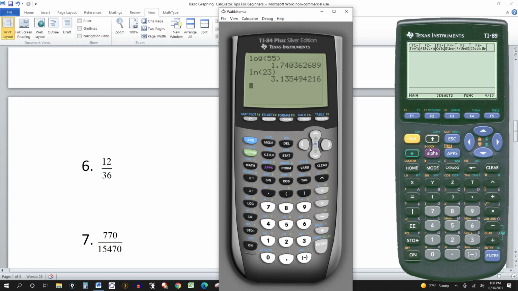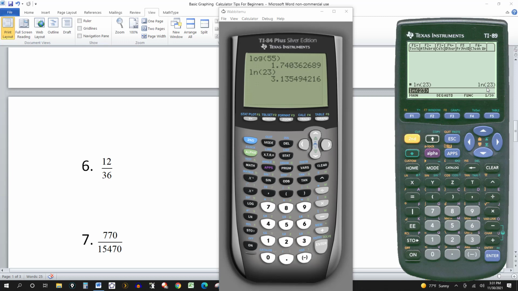Now in this calculator over here, notice I have the ln right above the x, so I have to hit the second key to get to that function. So second ln, and let me enter the 23. And notice on this one, if I hit enter, it gives me ln of 23 because it's set to exact answers.